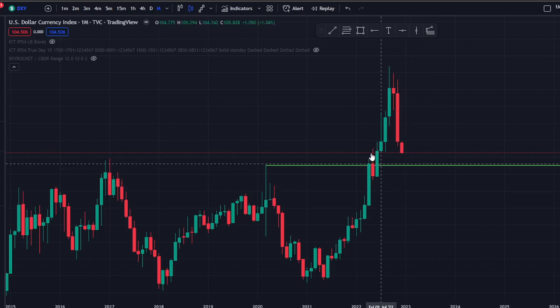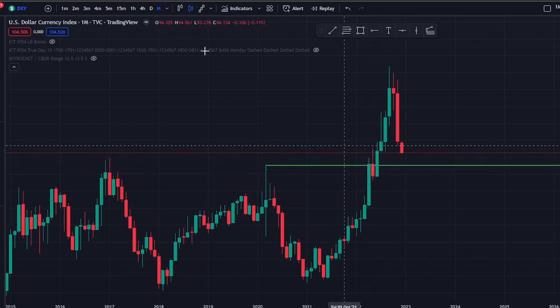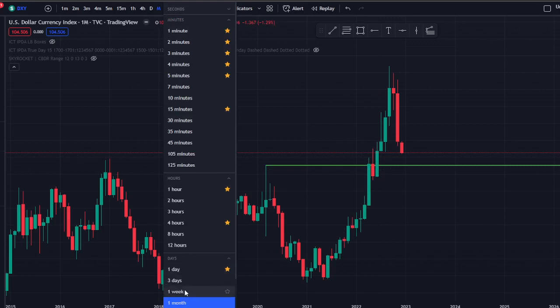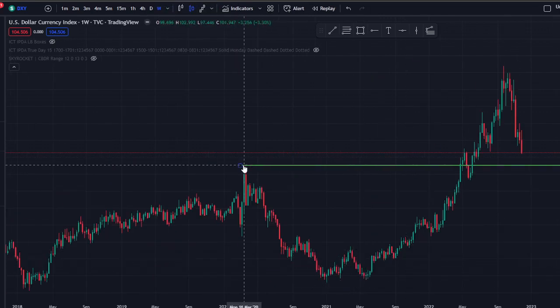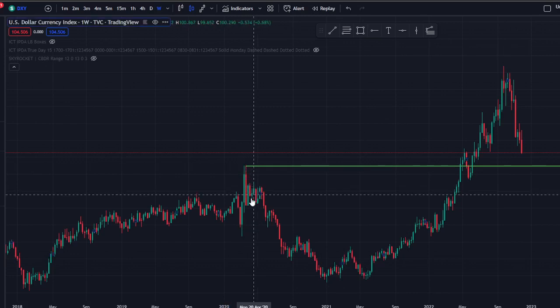So monthly bullish order block, that's our draw on liquidity right now. So now let's take a look at the weekly chart. Move this here.